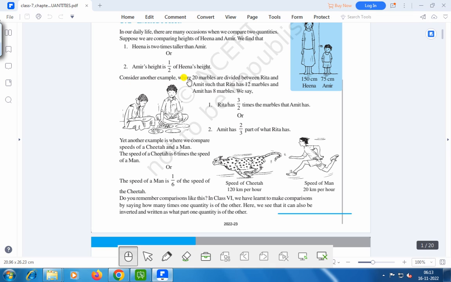Consider another example where 20 marbles are divided between Rita and Amit such that Rita has 12 marbles and Amit has 8 marbles. We say that Rita has 3 by 2 times the marbles that Amit has, or Amit has 2 by 3 part of what Rita has.